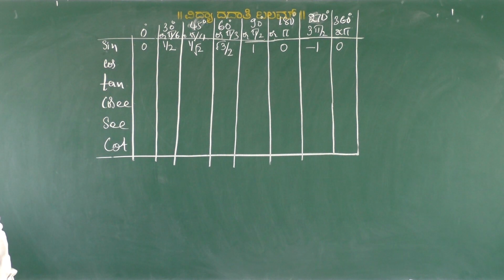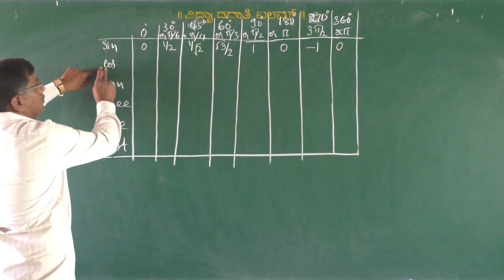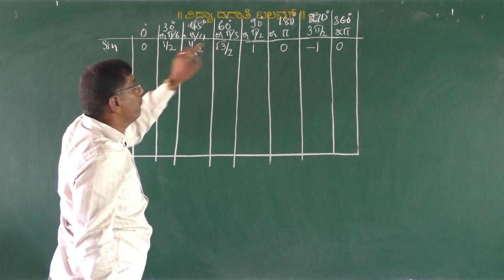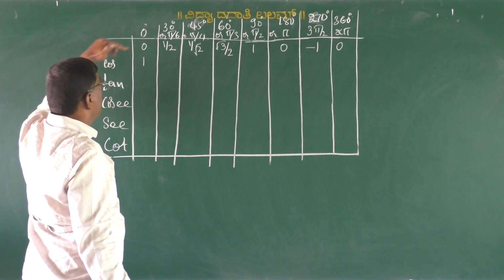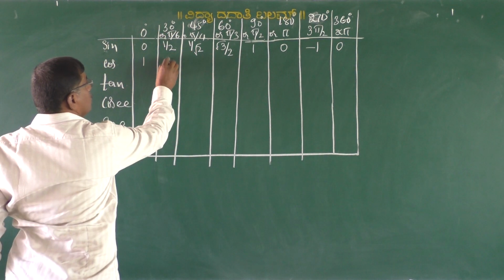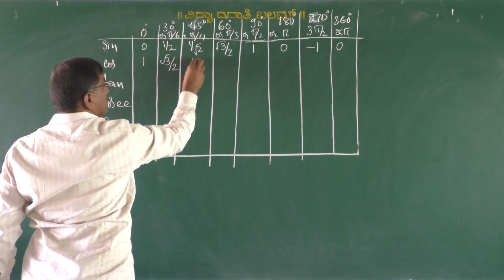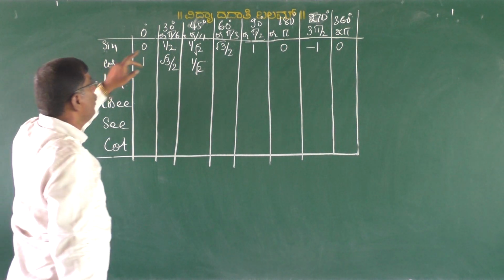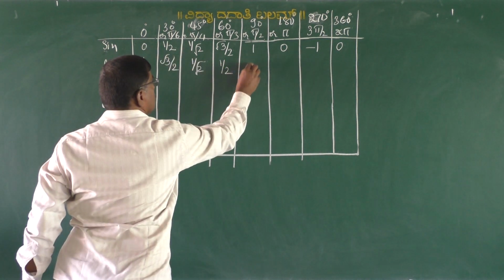Next, what about cos, my dear students? Listen carefully. Cos 0, that is the reverse of sine 90, that is 1. Cos 30, that is cos pi by 6, is how much? Root 3 by 2. Cos 45 is the same as sin 45. Cos 60 is 1 by 2. Cos 90 is 0, my dear students.